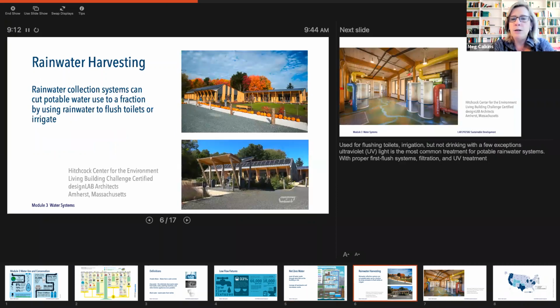So the first strategy that we're going to talk about is rainwater harvesting, and this is where water is collected off the roof of a building. And rainwater collection systems can cut potable water use to a fraction by using rainwater to flush toilets or to irrigate.